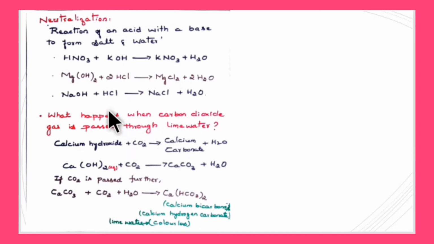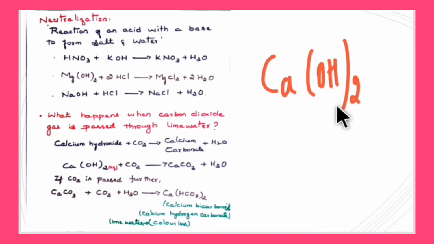Next we shall check out this question. What happens when carbon dioxide gas is passed through lime water? Lime water is an aqueous solution of calcium hydroxide, Ca(OH)2. When this combines with carbon dioxide, CO2, what is the end product? First it forms calcium carbonate, CaCO3, plus water. It is a clear colorless liquid. When carbon dioxide is passed through the lime water, it turns milky.